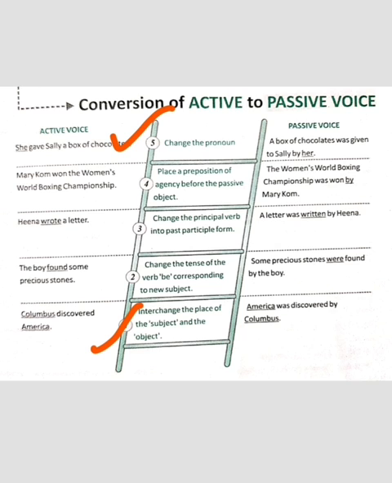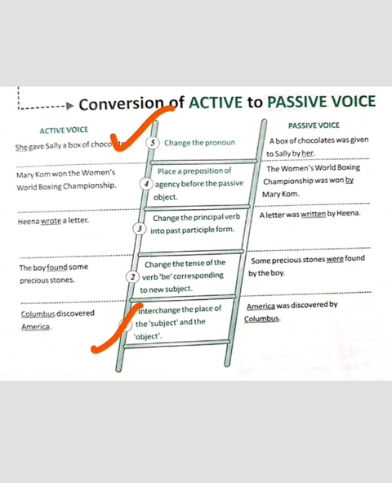Second step is change the tense of the verb be corresponding to the new subject. Now according to the tense we will change the helping verb according to the new subject, because we change the position of subject and object. Third step is change the principal verb into past participle form.